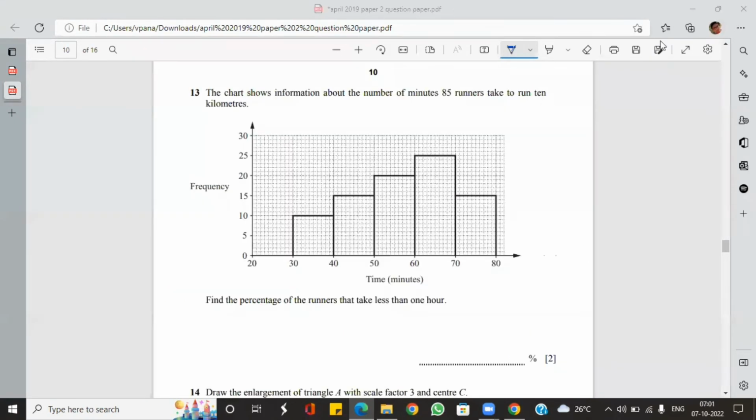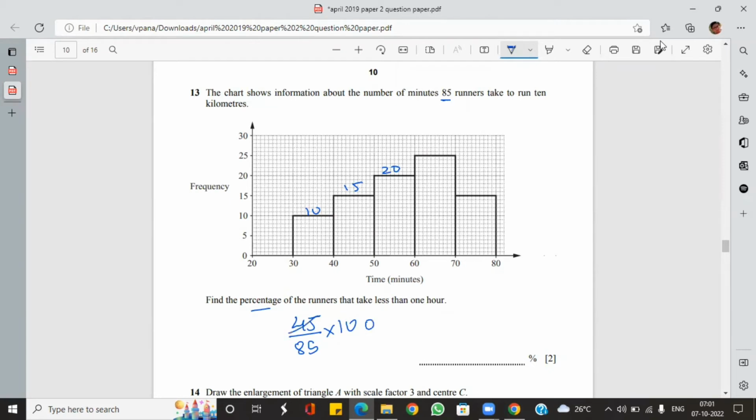Got it? The chart shows information about the number of minutes 85 runners take to run 10 kilometers. Here, find the percentage of the runners that take less than an hour. So 60 minutes makes 1 hour. So less than an hour, these are 20, then this is 15 and this is 10. So 20 plus 15 is 35, plus 10 is 45. So percentage of the runners: 45 out of 85 times 100.